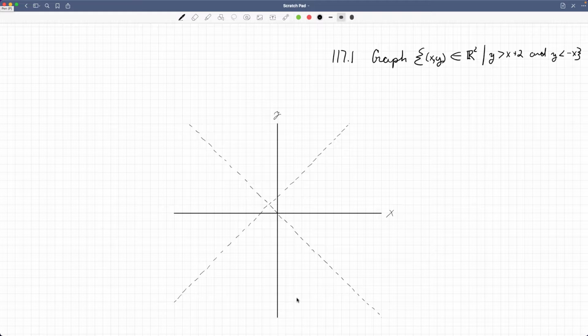Anyway, the symbols. So this is read as, graph the set whose members are ordered pairs of x and y, where x and y are real numbers such that y is greater than x plus 2 and y is less than -x. So did you follow along? Did you see how I read that through?